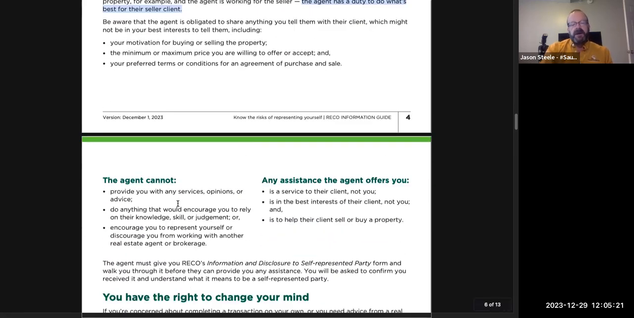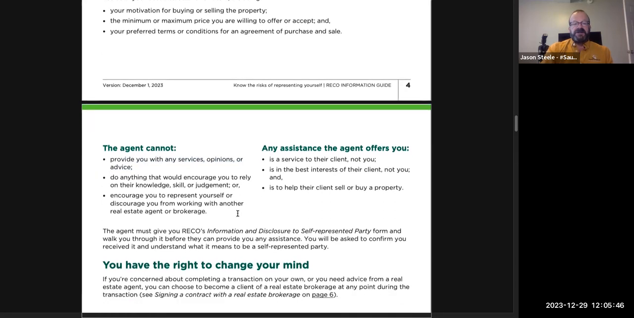While you are an SRP, a self-represented party, the agent cannot provide you with any services, opinions, or advice. That means no, you're not getting the area pricing, you are not getting any opinions, and you are not getting me to draft your offer. I'm sorry. The agent cannot do anything that will encourage you to rely on their knowledge, judgment, or skill, and encourage you to represent yourself or discourage you from working with another real estate agent.